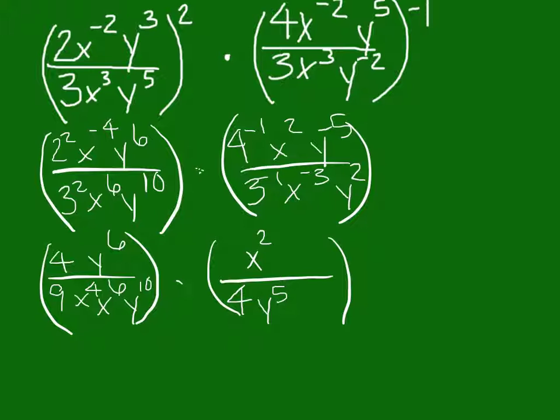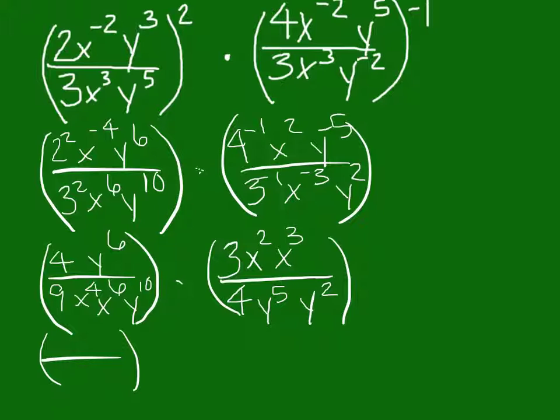Now we take the bottom part, 3 to the negative first becomes 3 to the first on top, which is just 3. X to the negative 3 becomes x cubed on top. And on the bottom, y squared stays there because it's already to the positive power. So now we continue to reduce and simplify.